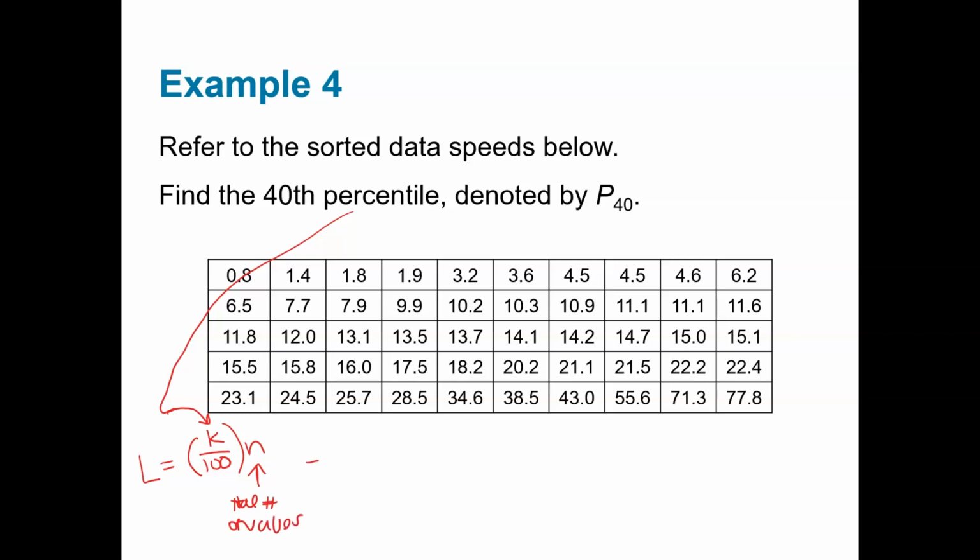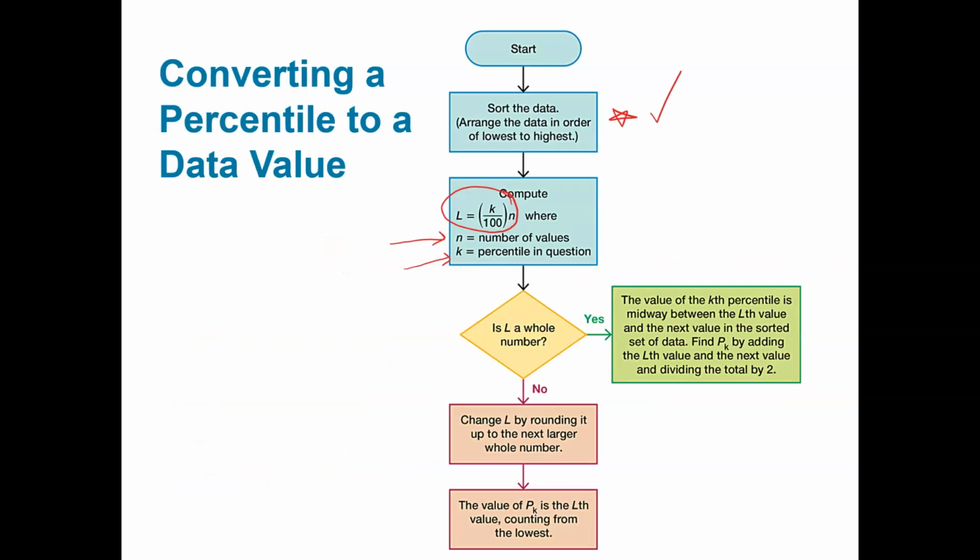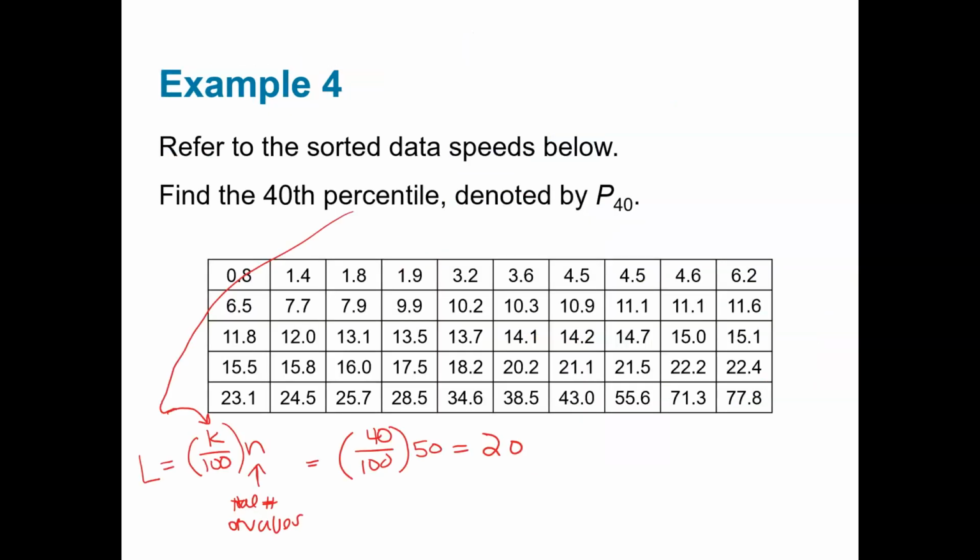Okay, so let's take a peek here. So our k is 40 over 100, and we know that we have 50 values. So when I type that into the calculator, I get 20. So I got L is 20. Is it a whole number? Yes, it is. So if it's a whole number, the value of the percentile is midway between that value and the next value. And then I add those two values together and divide by 2. Sounds difficult, but let's just take a peek here.